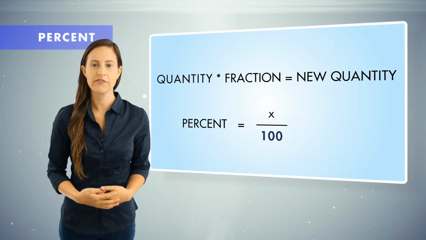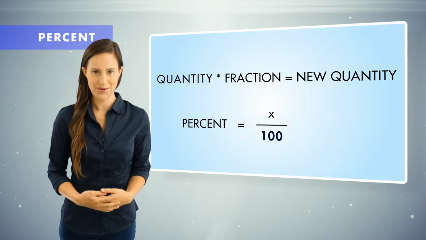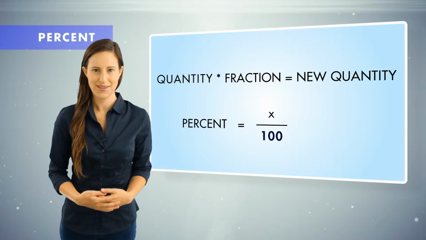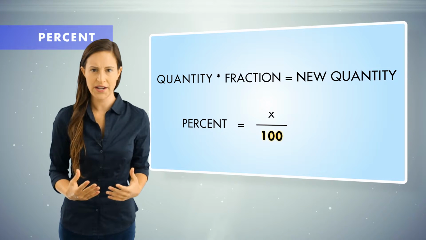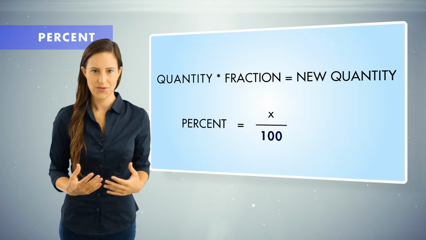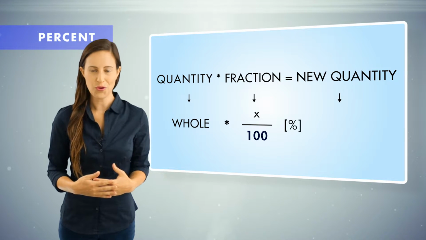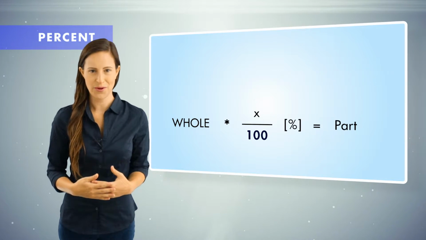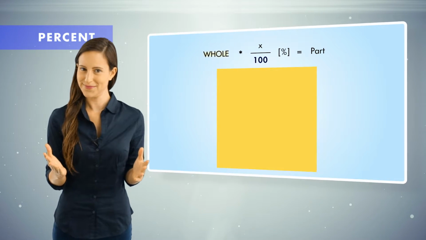Percent is actually a fraction, and to calculate the percent of something, we use fractions. What makes percentage special is the fact that their denominator is always 100. When it comes to percentages, we call the initial quantity a whole, and the new quantity a part of the whole. Let's say the whole is a square.